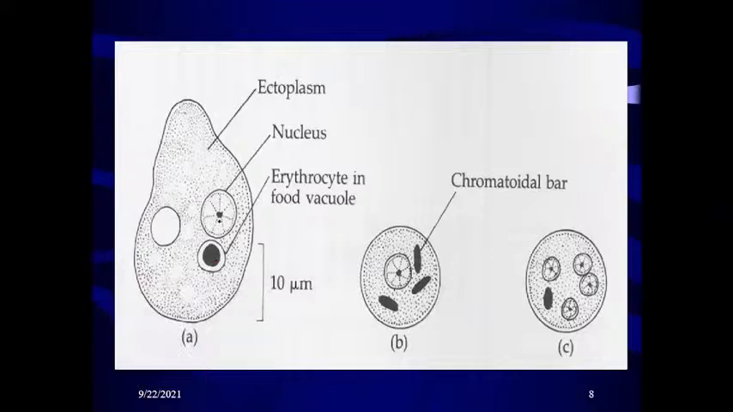And here we're able to see the nucleus. We can see the ectoplasm. You can see a red blood cell in a food vacuole. And this is the way we determine whether they are infectious or not, because when you have them having this, then you know that they are infectious.